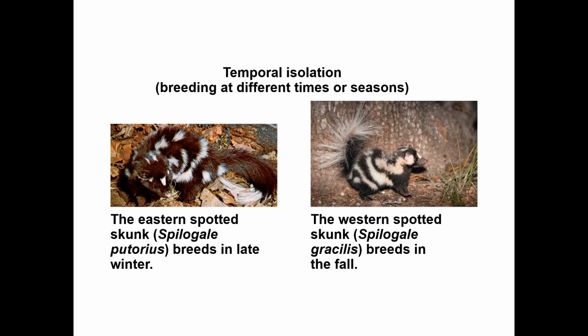This happens when two organisms are not ready to breed at the same time. For example, these two skunk species have overlapping territory, but one of the skunks goes into estrus in late winter and the other one is ready to breed in the fall. If a male from one species encounters a female from the other, they won't be interested in each other at the same time. This is a classic example of just not being in the mood.